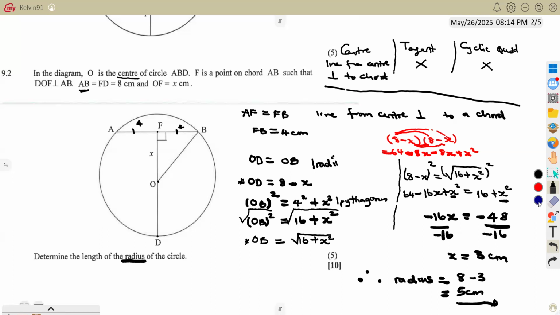But alternatively, you can take the value of x which you obtained here and substitute it in the formula for OB. So the radius, if you use OB, will be equal to the square root of 16 plus x squared. The x is 3, so 3 squared. The square root of that is going to give us 5. So it's going to be 5 centimeters.